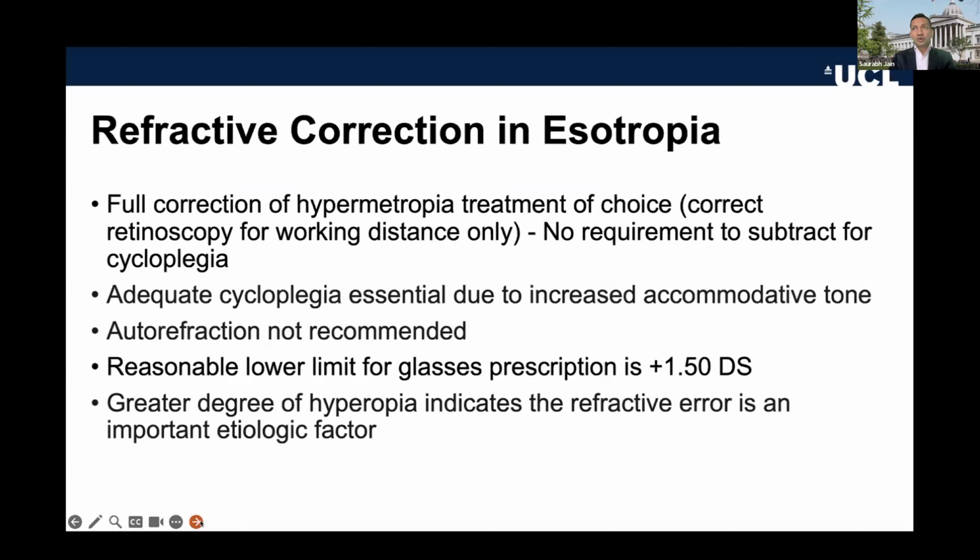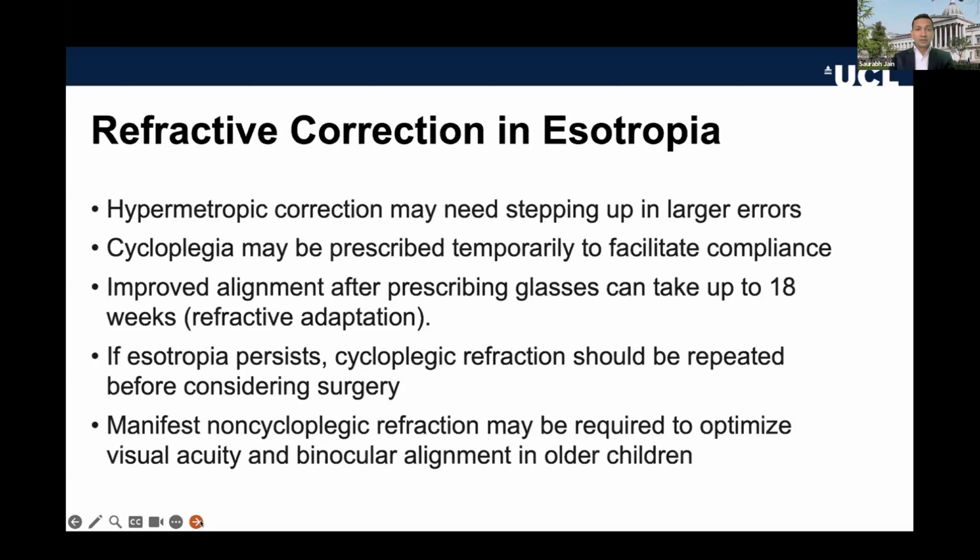You really need to ensure they're adequately cycloplegic, which means the pupils are not reactive and there's no change if you perform dynamic retinoscopy. We don't prefer autorefraction for any children, but specifically for these children. And the reasonable lower limit would be around +1.5. The greater the hypermetropia, probably the greater the role it is playing in the esotropia.